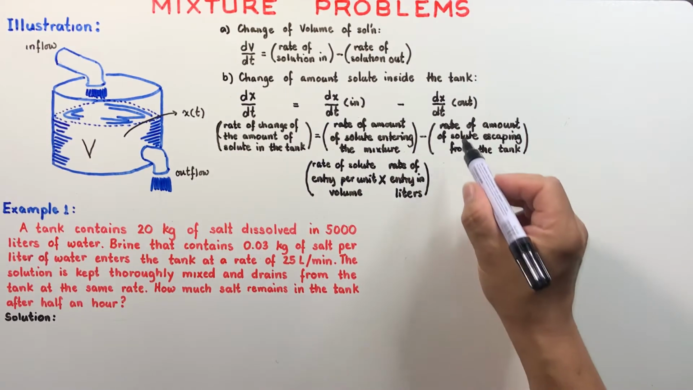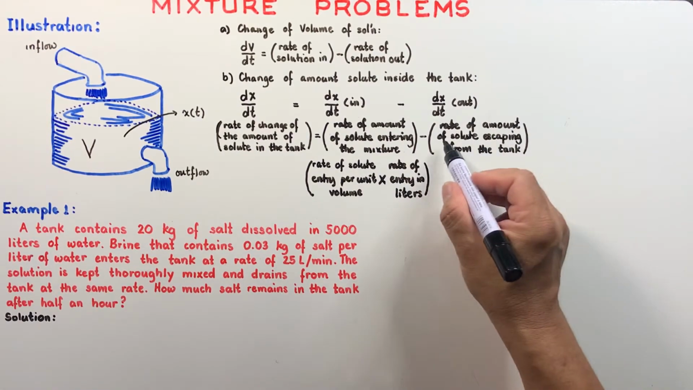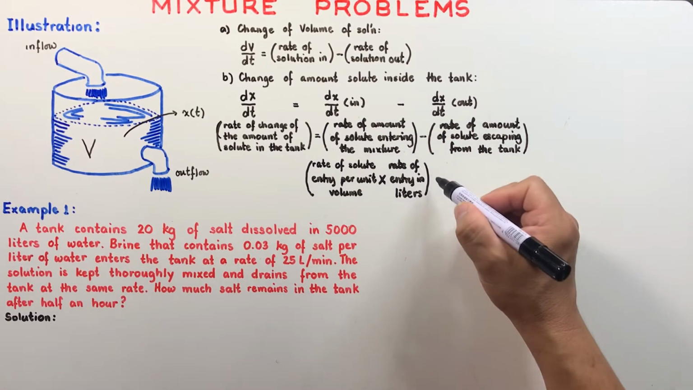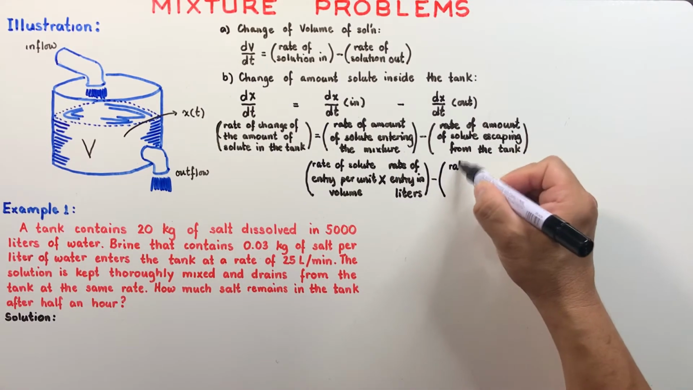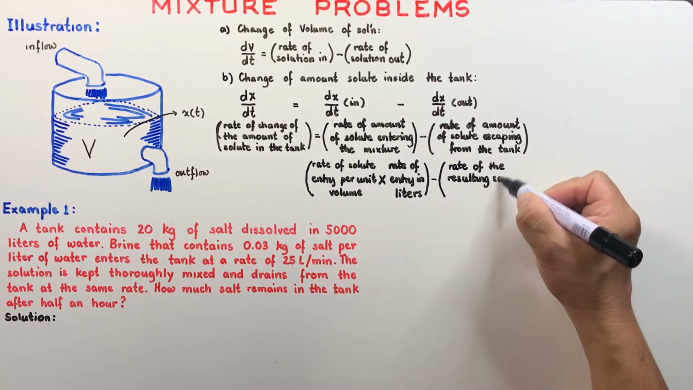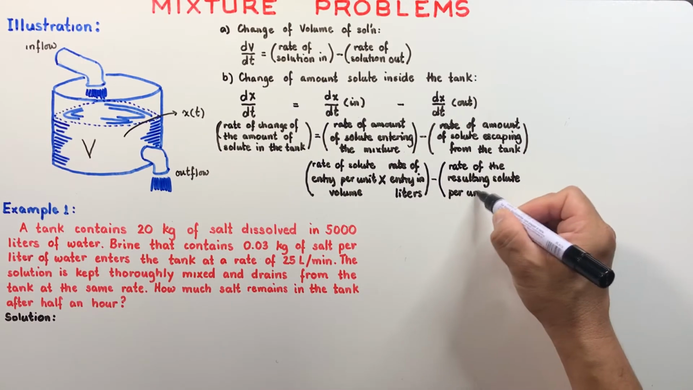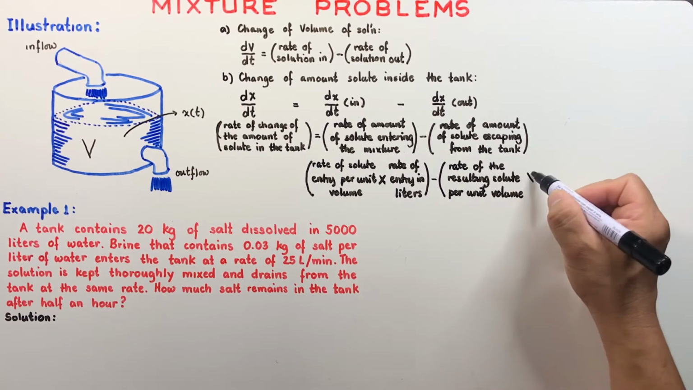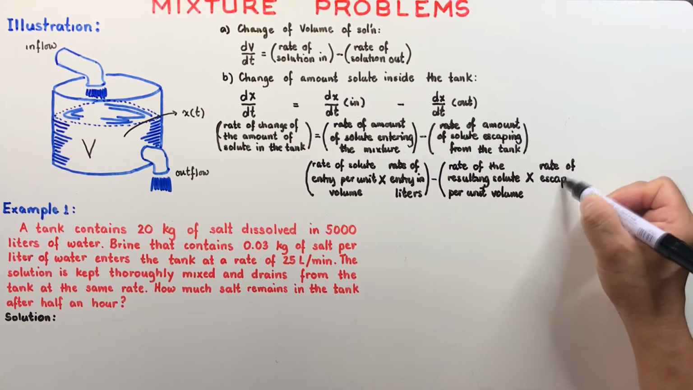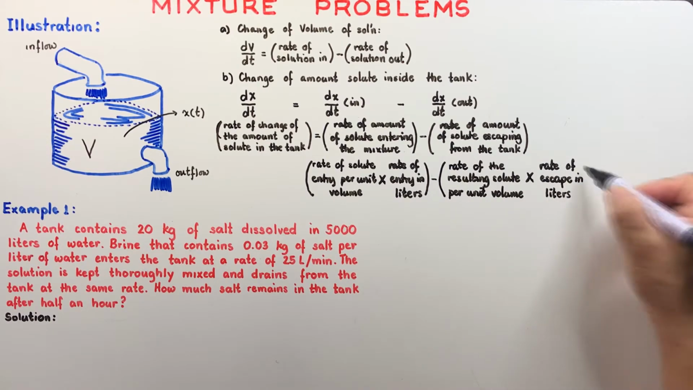And also this rate of change of the amount of solute escaping from the mixture inside the tank can be computed by the product also of the rate of the resulting solute per unit volume, which will be multiplied by the rate of escape in liters.